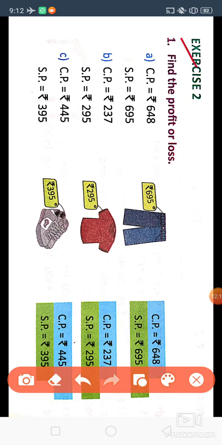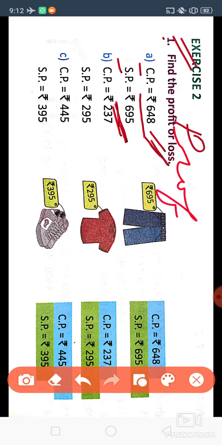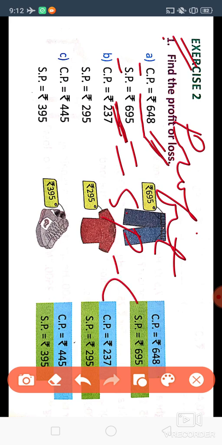Now come to exercise 2, question number 1a. Look here, CP is given as 648 rupees. CP means you are buying for this much money. Then you are selling. SP is 695. So you are buying for less money, and when you are selling, you are getting more money. So will you be in profit or loss? Obviously, you will be in profit. So profit is equal to SP minus CP.